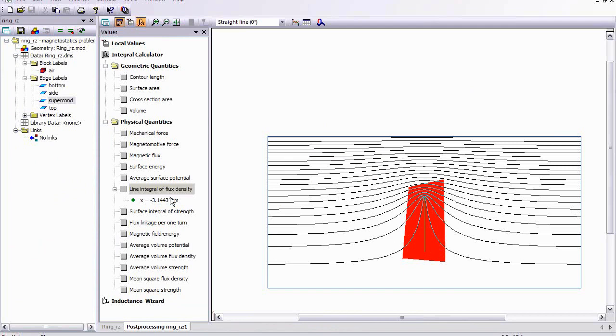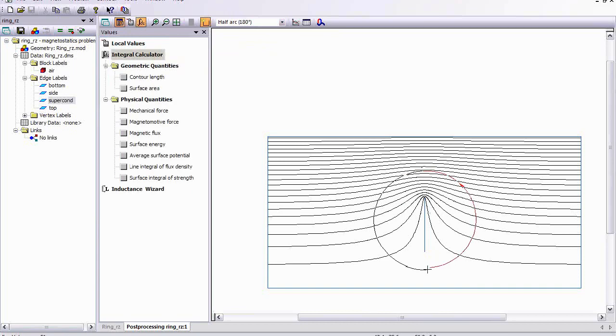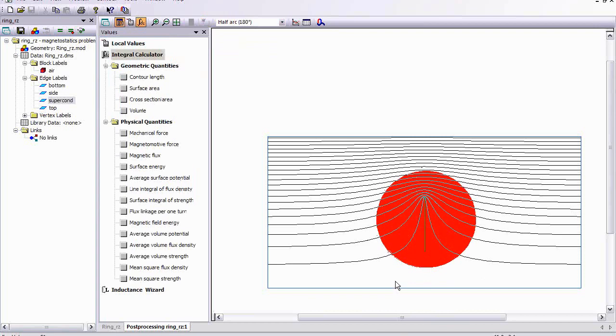One thing I want to illustrate is that this value is independent of the contour that we choose here. So if I look at a different contour, I'm going to clear the last contour. I'll create a new contour, and I'm going to make a circular arc. So here I start off with a half arc, 180 degrees, and I'm going to choose a circular contour, and look at the line integral of flux density, and I get pretty nearly the same value, negative 3.146 Tesla meters.